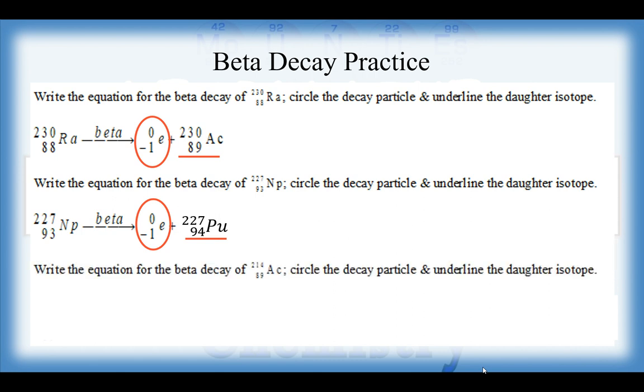Write the equation for the beta decay of actinium-214, circling the decay particle and underlining the daughter isotope. Why don't you go ahead and pause the video, try this one on your own, and then restart to check your answer. Starting off our equation, actinium-214 with the reaction arrow and beta indicated above it, you should get your beta particle, E 0/-1, for the decay particle, and in this case we would have thorium-214 as our daughter isotope.